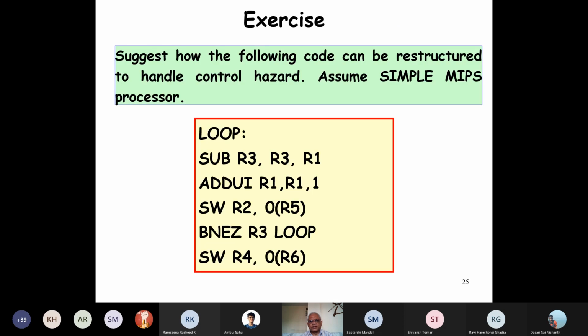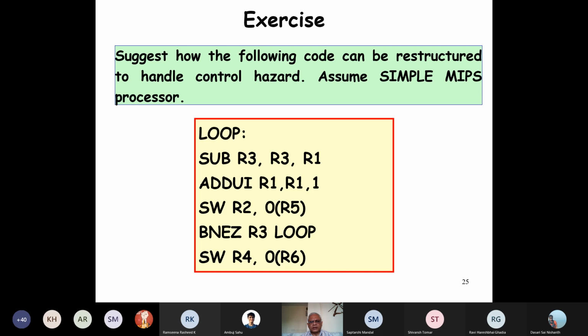Now there is another problem here. This is the simple code here. How can the compiler restructure this code to handle control hazard when no hardware support is available? It's a simple MIPS processor. So 2 slots, 2 delay slots.